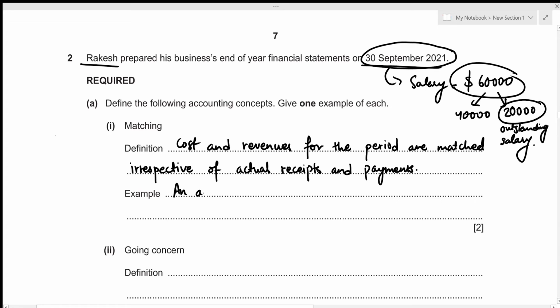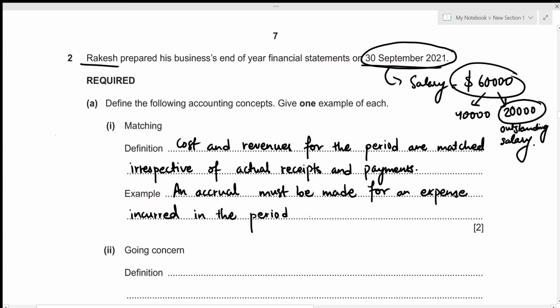An accrual must be made for an expense incurred in the period but not paid for.